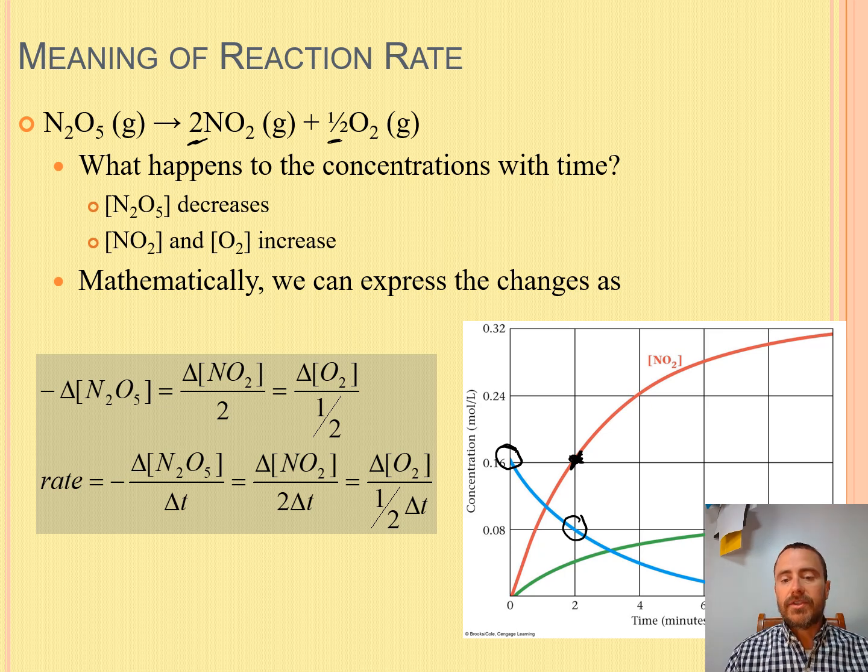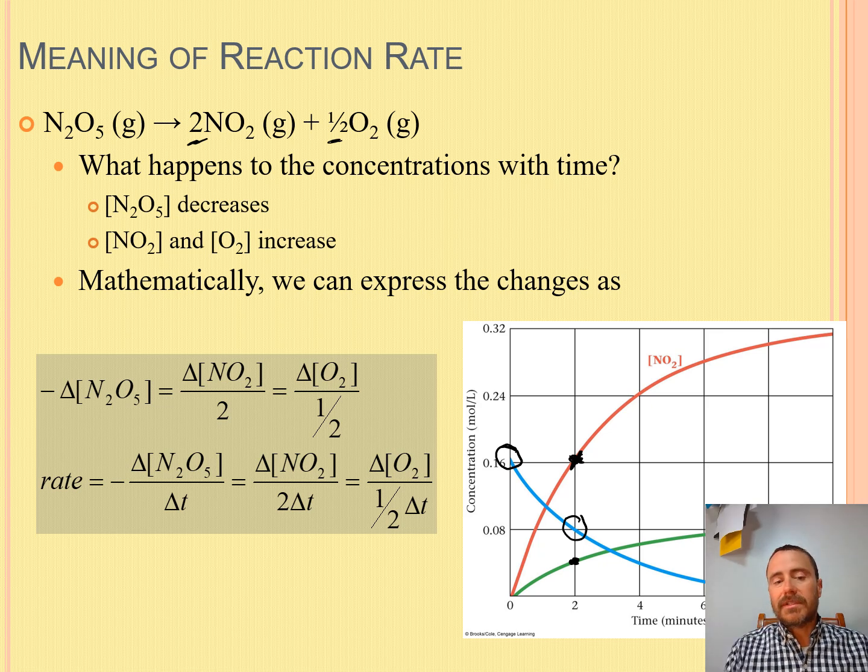And then the oxygen is also going up because it's being produced. If the N2O5 went down by 0.08, then the oxygen is going up by half of that, or 0.04, so it's sitting right there. And so there's a relationship between those.